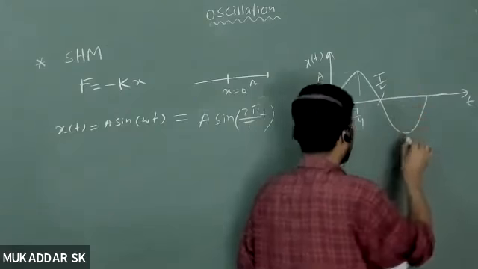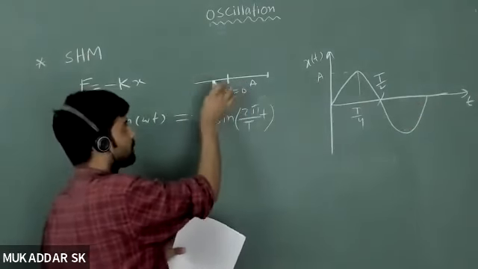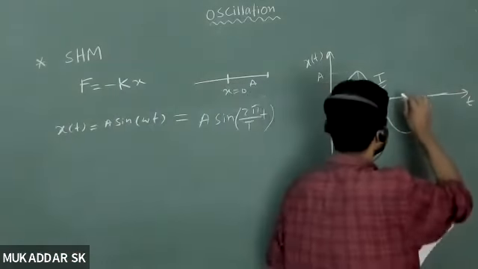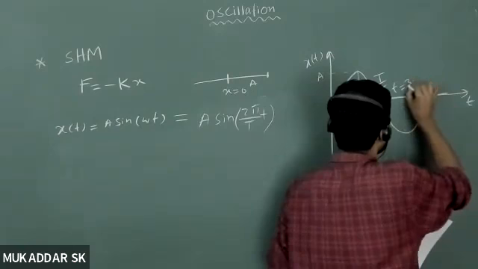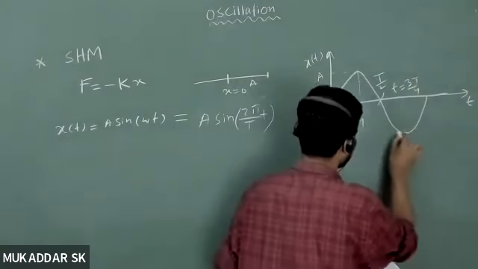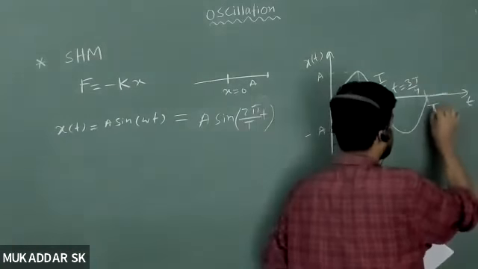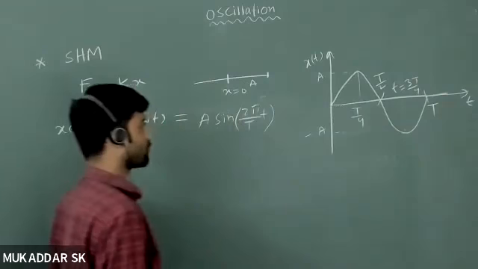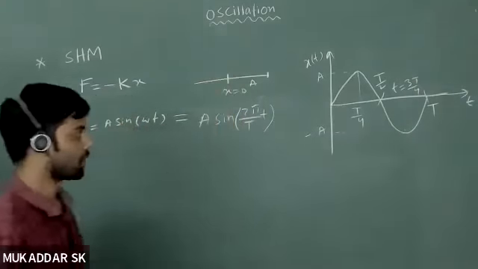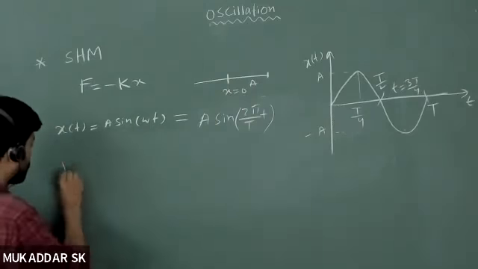Now you can think, when it goes to this extreme position, the displacement is minus A, right? At this situation, time will be exactly 3T by 4. So this displacement will be minus A, and this is nothing but capital T, right? Because now your oscillator will come to its initial position. Okay, is this part clear?